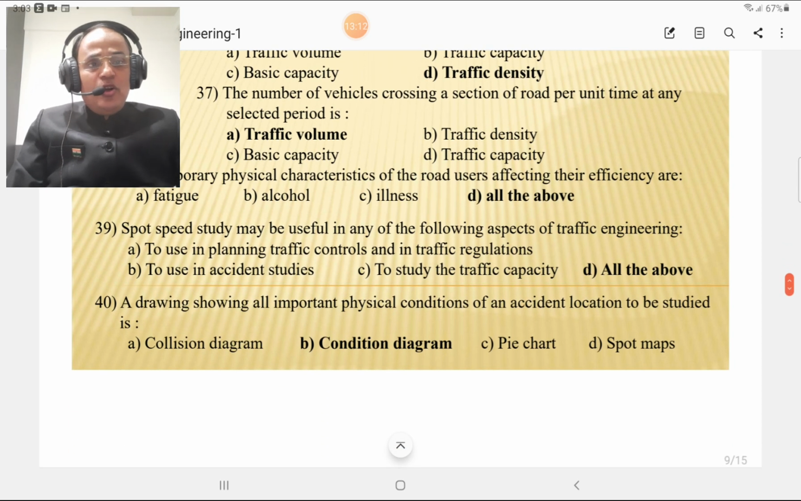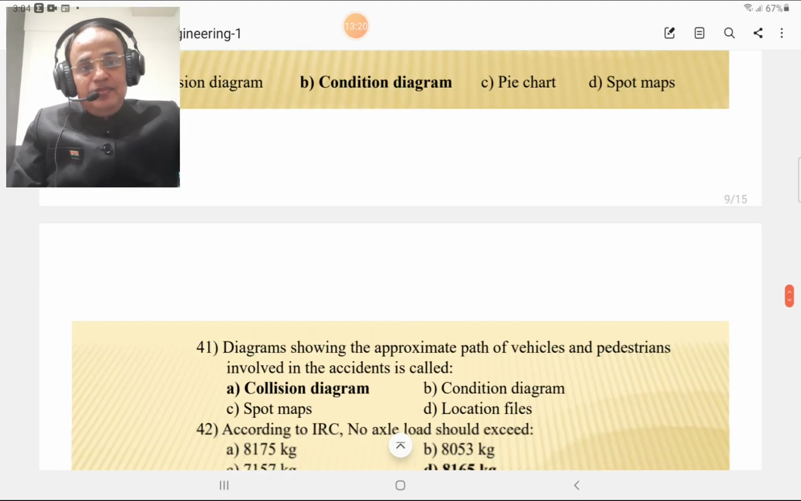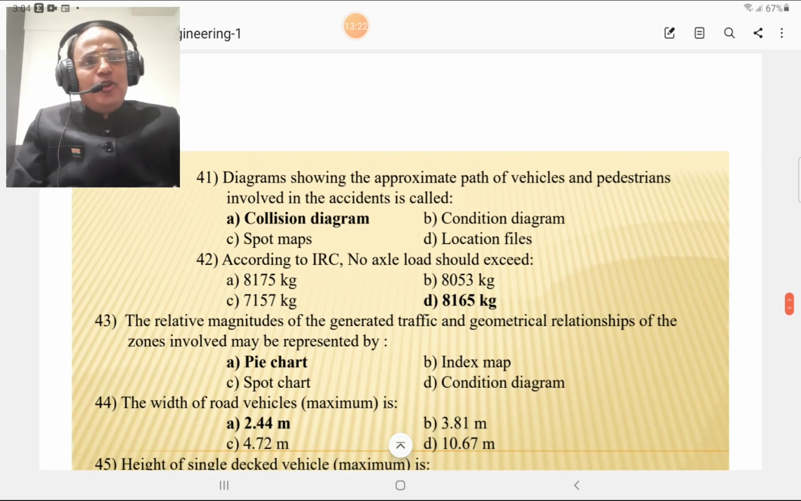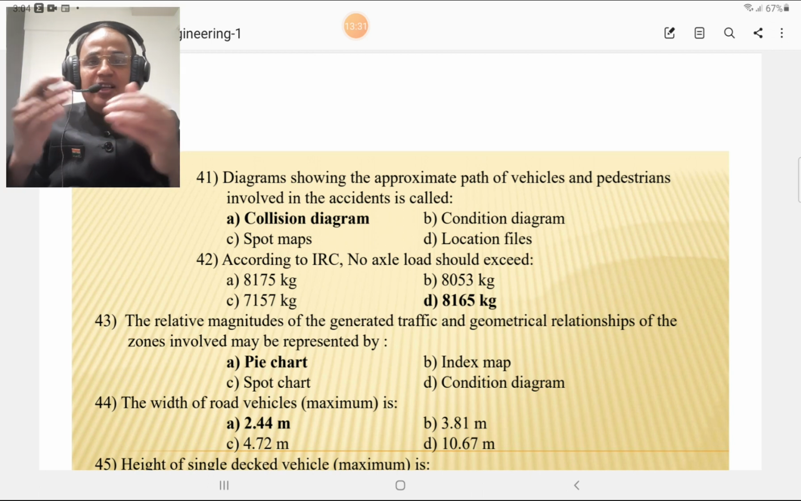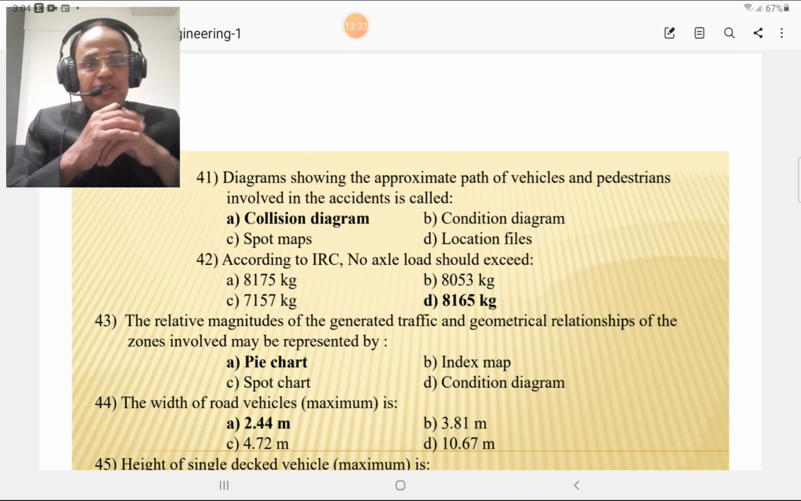A drawing showing all important physical conditions of an accident location to be studied is the condition diagram. The diagram showing the approximate path of vehicles and pedestrians involved in the accident is called a collision diagram. It indicates collision of a vehicle and a pedestrian or a person.